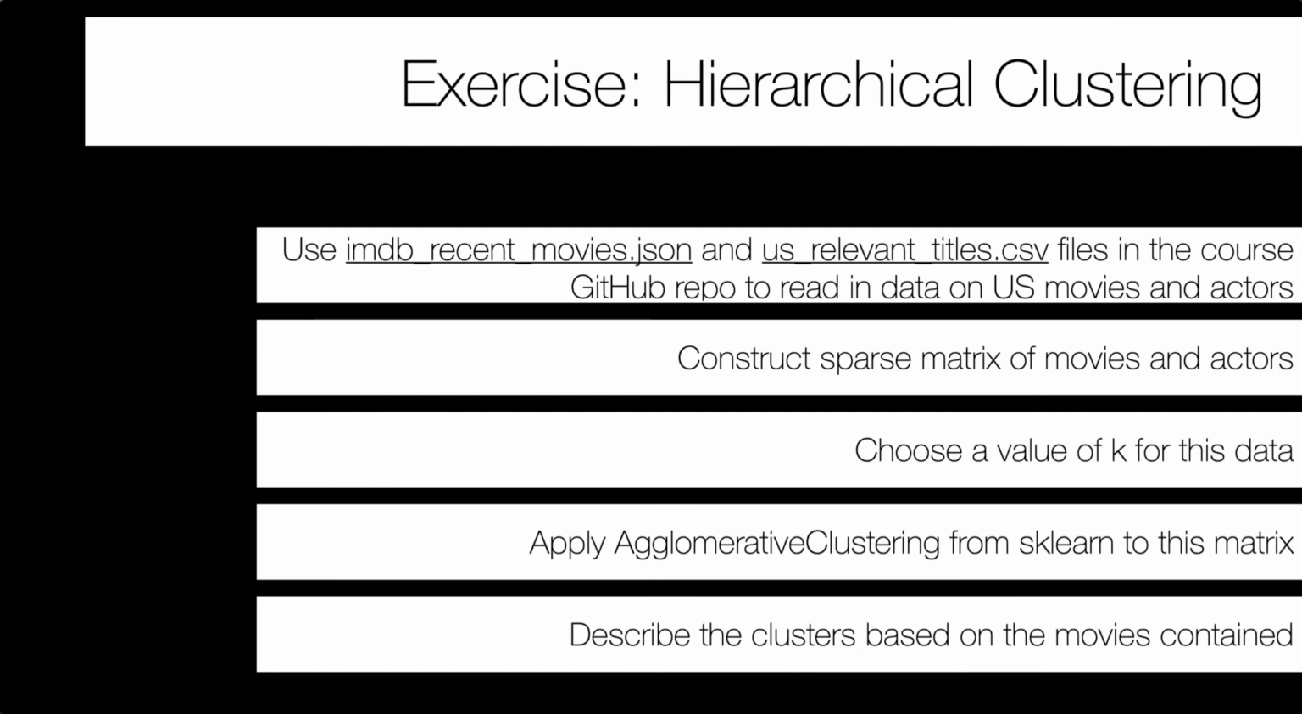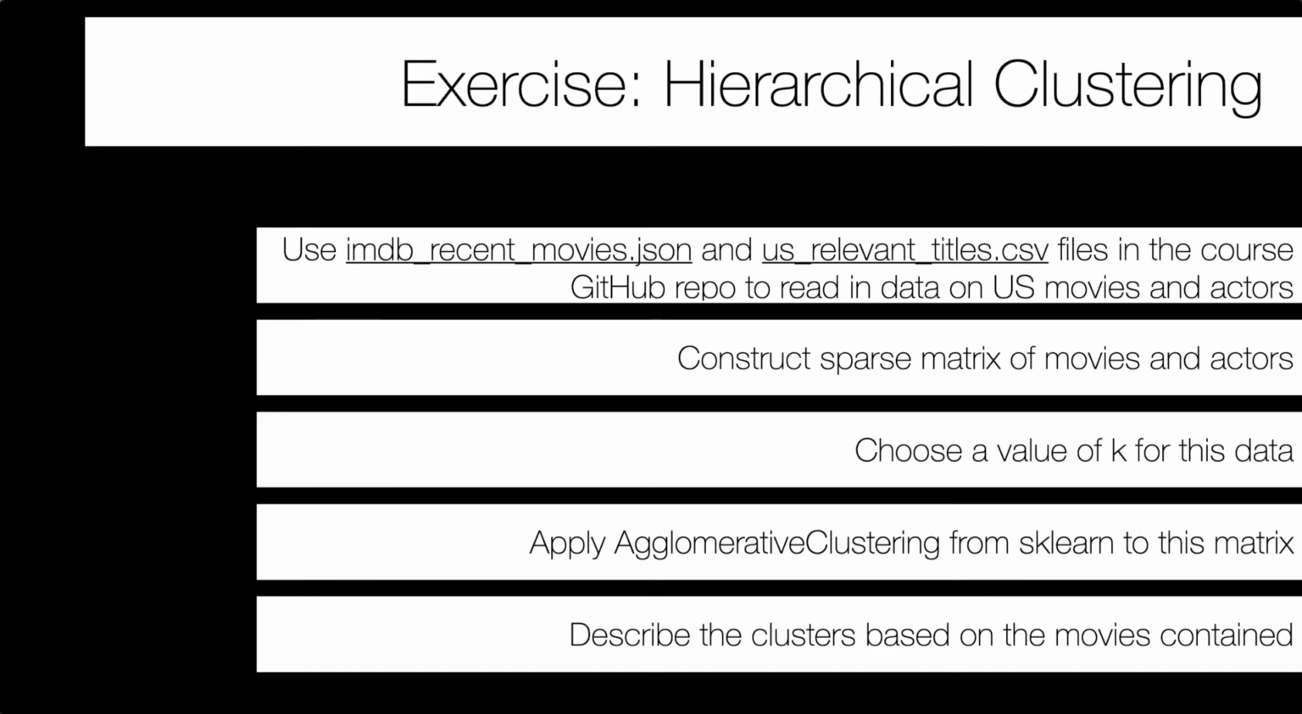And then we can construct a matrix of movies and actors. So movies are the elements and the actors are the features. I have code that builds this using a sparse matrix, so we can do this using a large data set. Then I want you to choose some value for k. Here in the hierarchical clustering case, I will have an example about where you might extract k from the hierarchy. But for now, you can just select some k that you think is reasonable, and then apply agglomerative clustering from sklearn to this matrix.